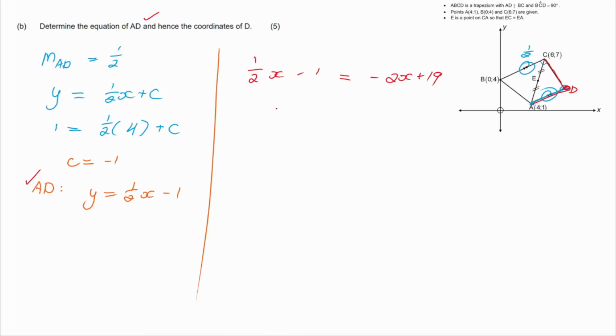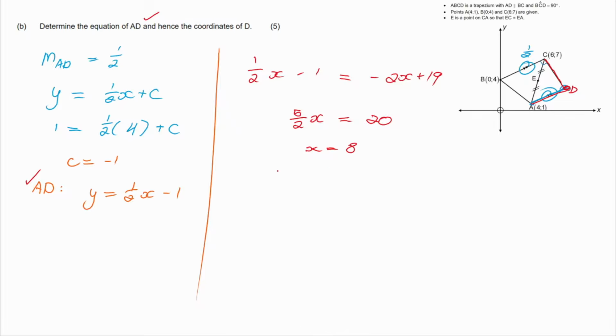So we can take that 2 across, and that's 4 over 2. So this is 5 over 2 x is equal to 20. We multiply both sides by 2. That's 40. Divide by 5 is 8. Okay, so x is 8. Am I correct? Yeah. So x is 8.